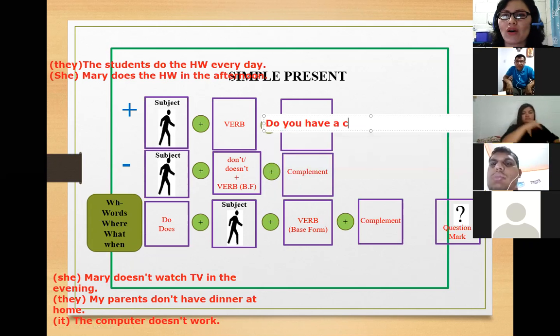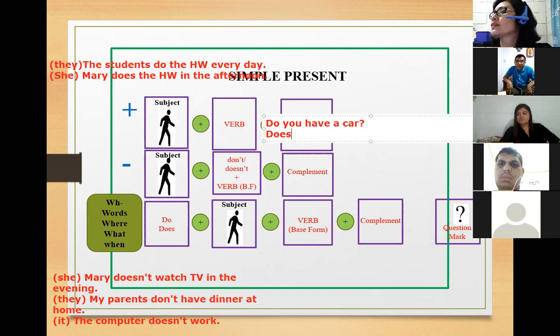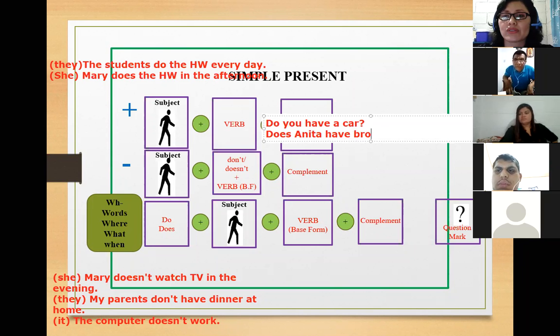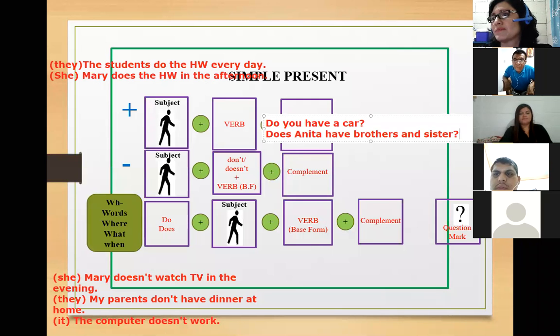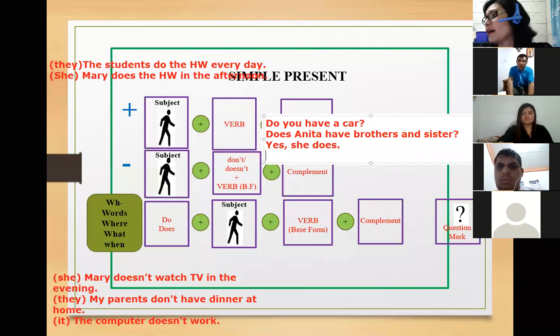One example with the first formula could be this one, okay? Do you have a car? Okay. I can ask, veamos un nombre. Does Ana Victoria, does Anita have brothers and sisters? Anita, do you have brothers and sisters? Ana Victoria? Yes, I have. Okay, entonces la respuesta sería yes, she does, right? Very good.